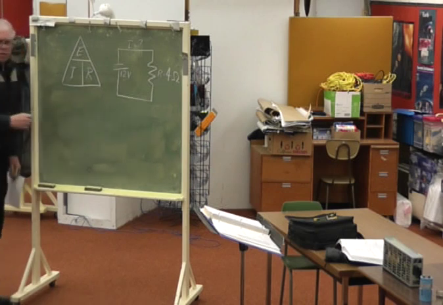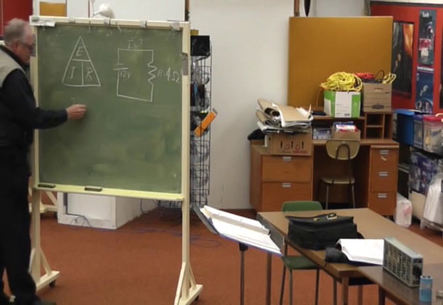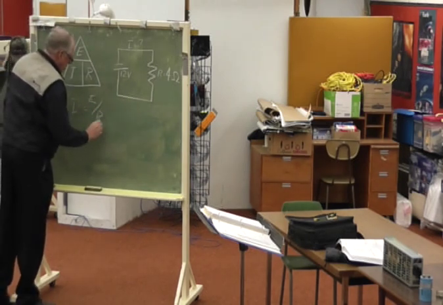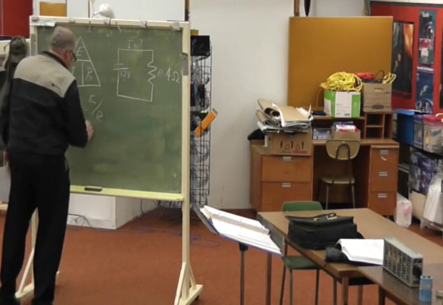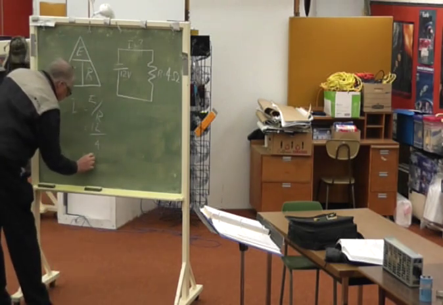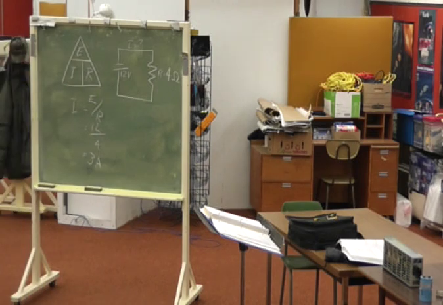Okay, what form of Ohm's law are we going to use to get there? I is E over R, so that's 12 over 4, 3 amps.